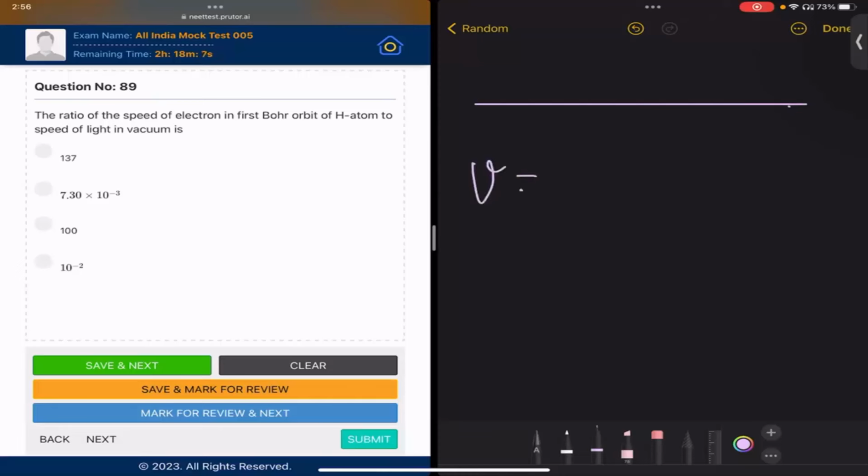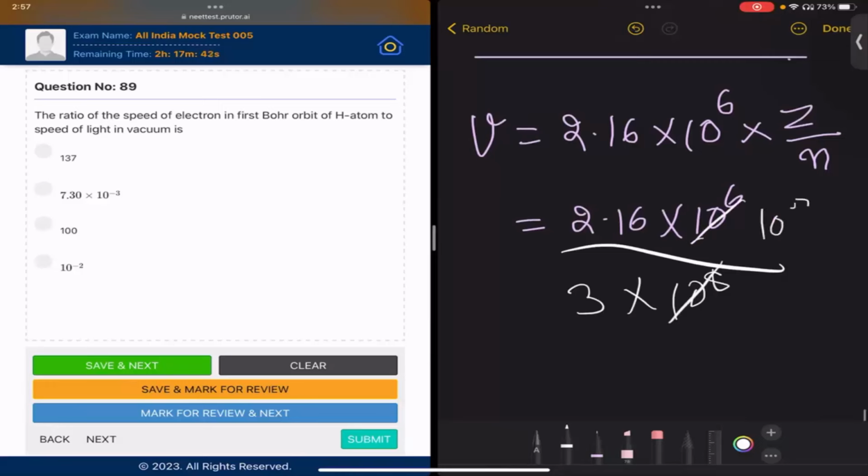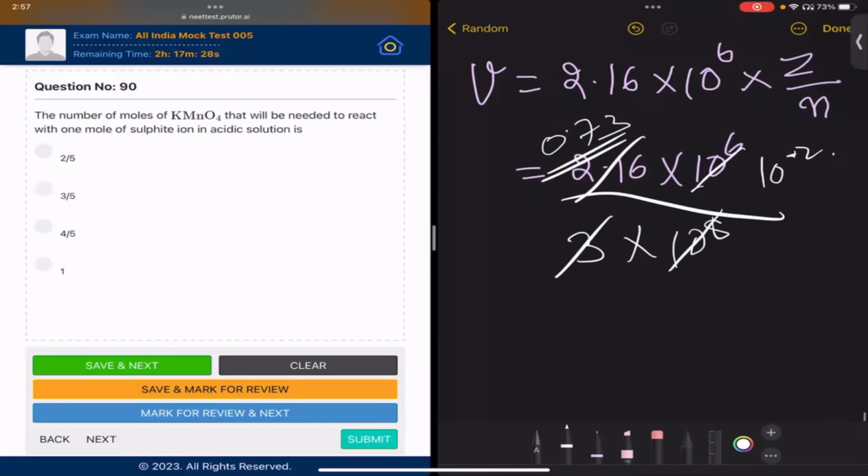ये तो फॉर्मूला 2.16 × 10⁶ × Z/n, as we go far, तो स्पीड जो होगा वो घटते जाएगा, ठीक है। तो n के inversely proportional होता है, Z के directly proportional होता है, Z one होगा और n भी one लेंगे, तो ये 2.16 × 10⁶ आ गया। And इसका हमको रेशियो निकालना है स्पीड ऑफ लाइट से, 3 × 10⁸, ठीक है। तो this is going to give us 10⁻² ऊपर में, and this would be something on the lines आपका 0.73 के आसपास, ठीक है। तो 0.73 × 10⁻², that would be this.